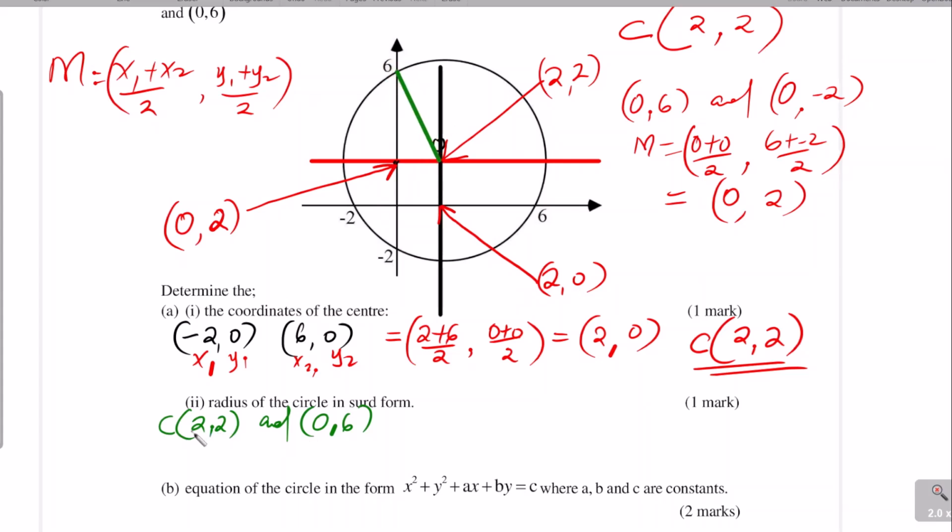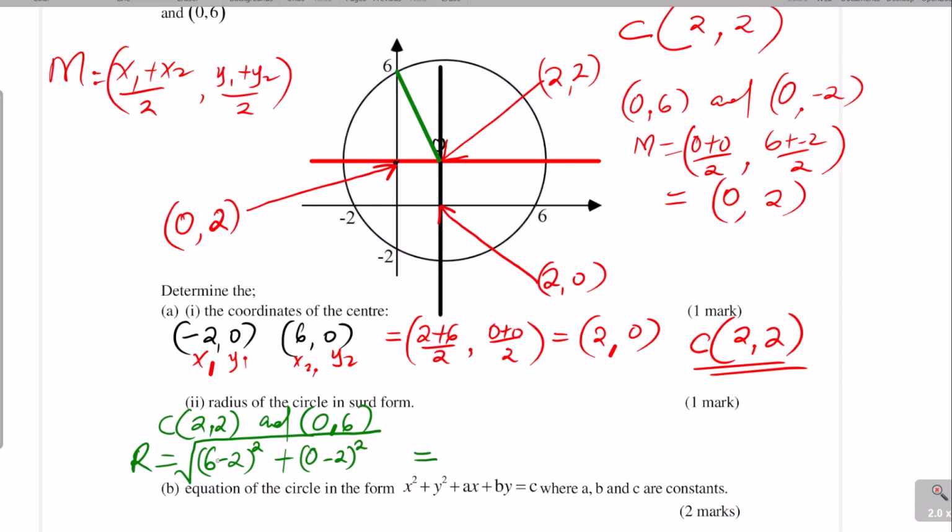So how do we get the magnitude given two points? This is how we get it. The radius will be given by the difference in the y coordinate, which is 6 subtract 2, squared, plus the difference in the x coordinate, 0 subtract 2, squared, and you get the square root. This is how we get the magnitude, the length, or the modulus.